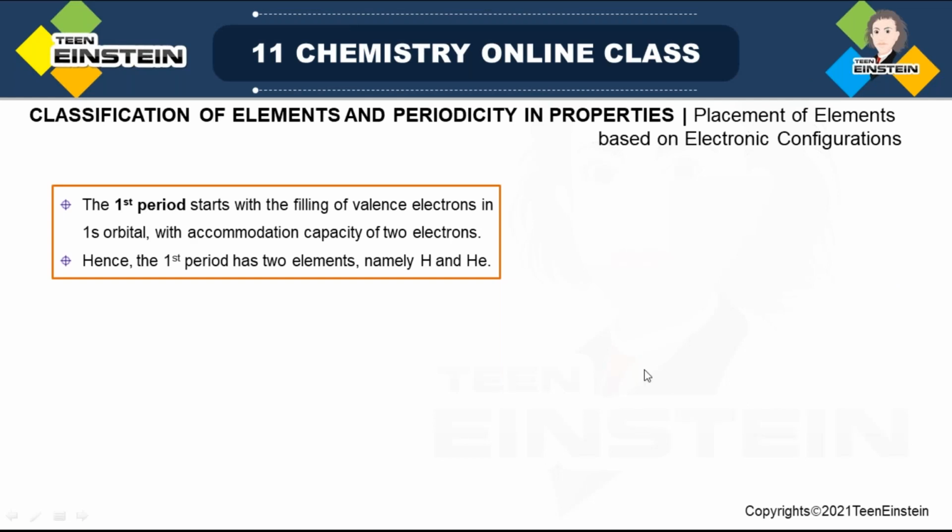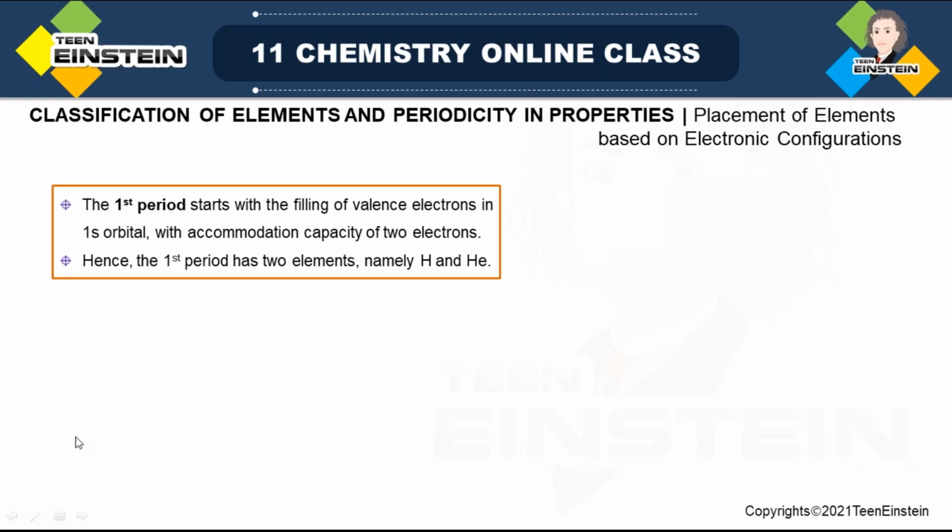Hello everyone. The topics that we are going to discuss today: placement of elements based on electronic configuration, classification of elements into blocks, and there will be different blocks: S block, P block, D block, and F block, and there will be related problems also. Okay, so let's start.